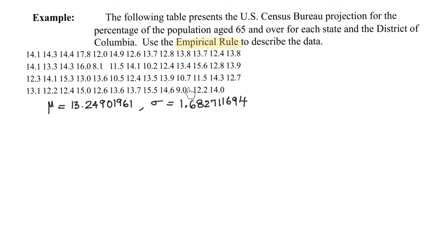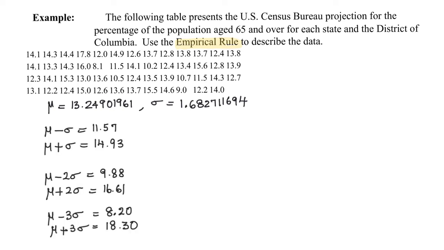This data represents the percentage of the population age 65 and over in each state and the District of Columbia. Find the mean and standard deviation using a calculator. Then find mu plus or minus sigma. So, use these values for mu and sigma. Then round your answer to 2 decimal places. Then find mu plus or minus 2 times sigma and round the answer to 2 decimal places. Then find mu plus or minus 3 times sigma and round the answer to 2 decimal places.